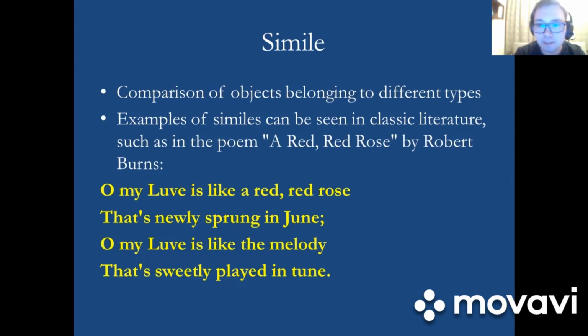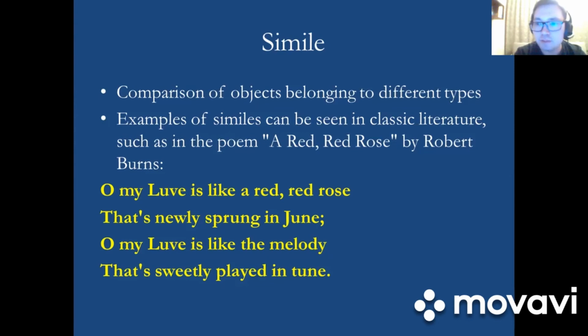in yellow color. The example is actually an extract from A Red, Red Rose by Robert Burns. Oh, my love is like a red, red rose that's newly sprung in June. Oh, my love is like the melody that sweetly played in tune. So here you can see that the word love is compared to rose.